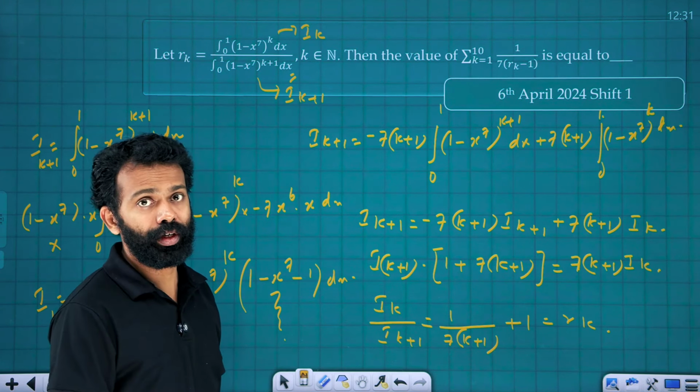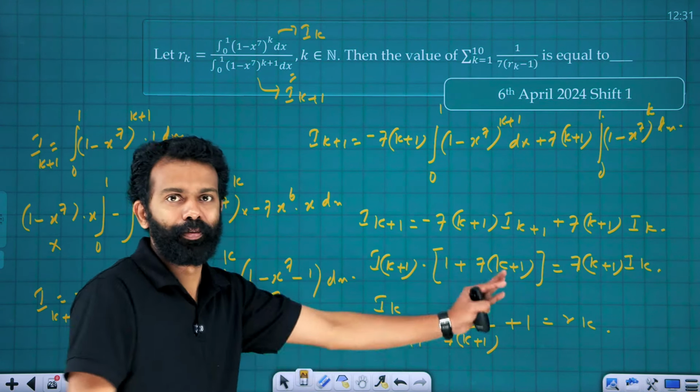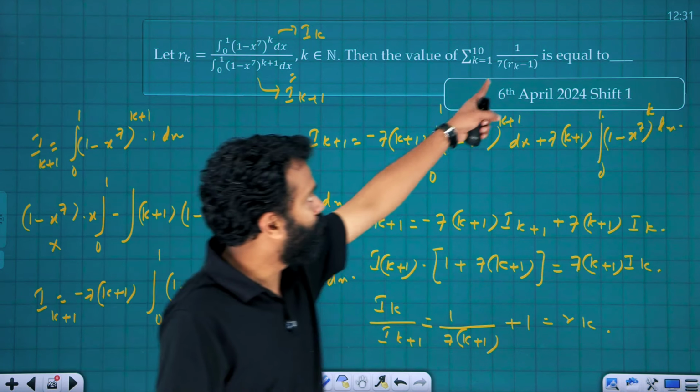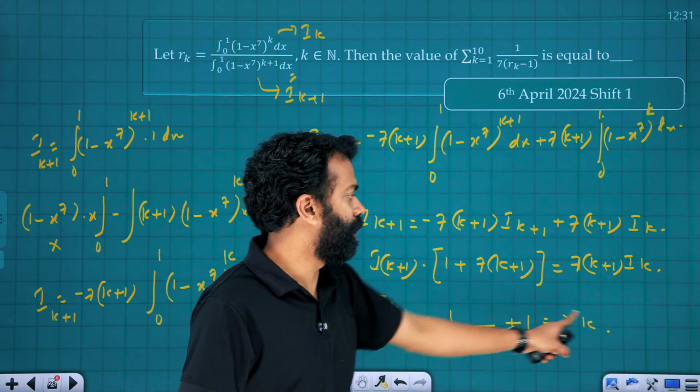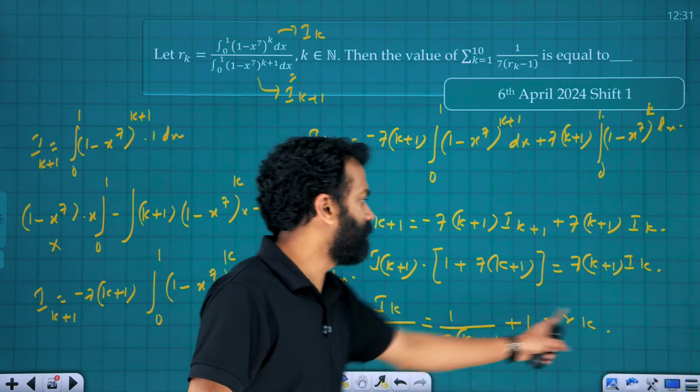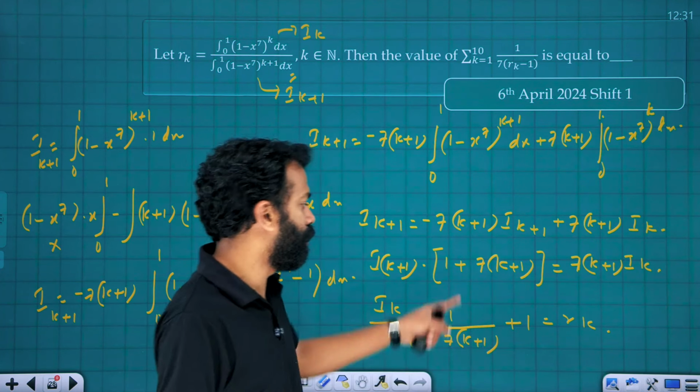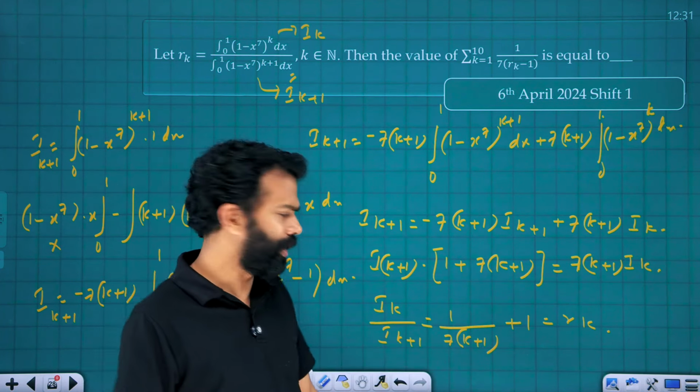And what should you do from here? It's easy. You need to find Rk minus 1 into 7. Take this 1 over here, you will get Rk minus 1, and this 7 over here. That is Rk minus 1 is equal to 1 by k plus 1.